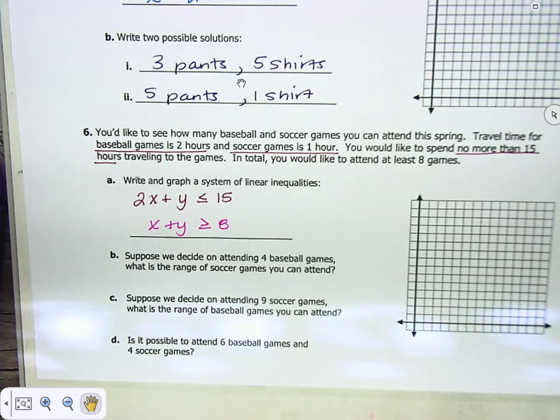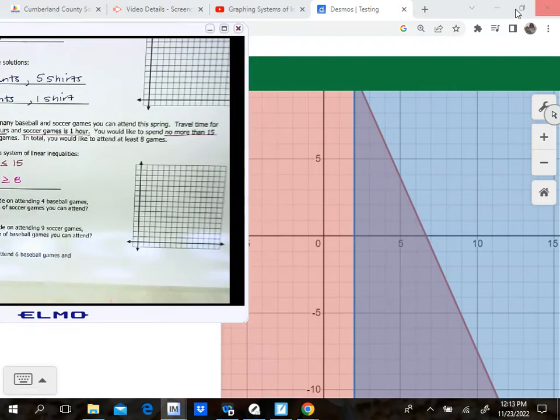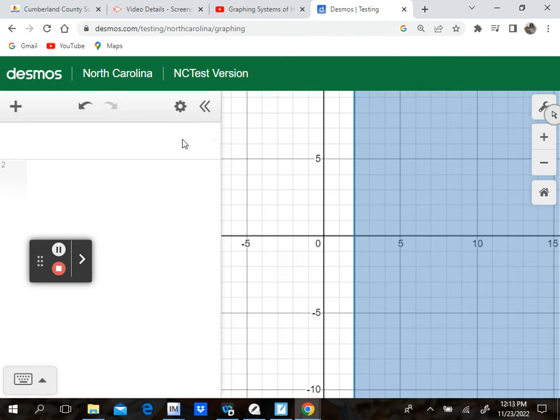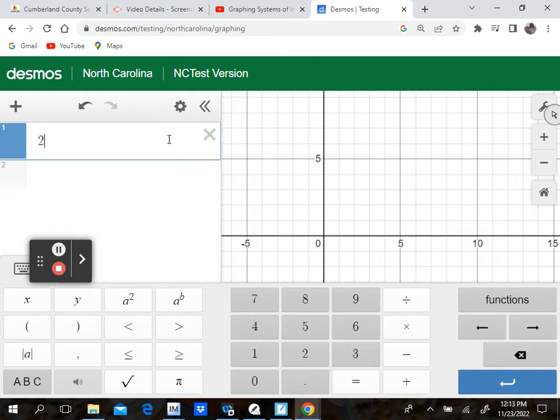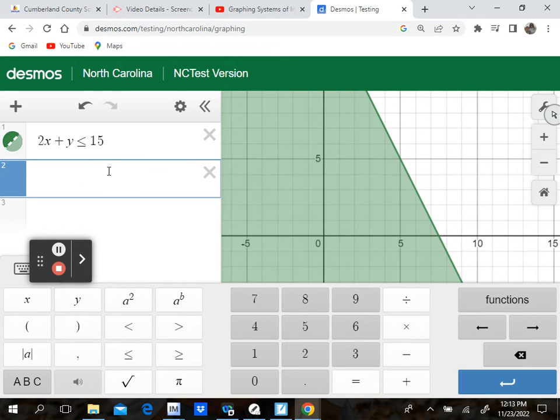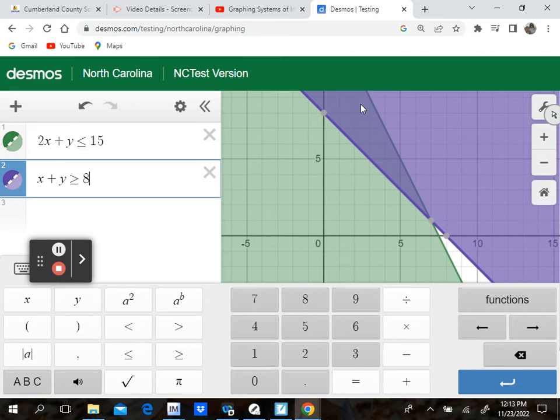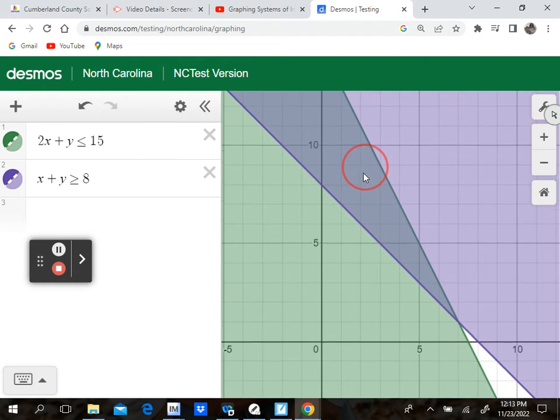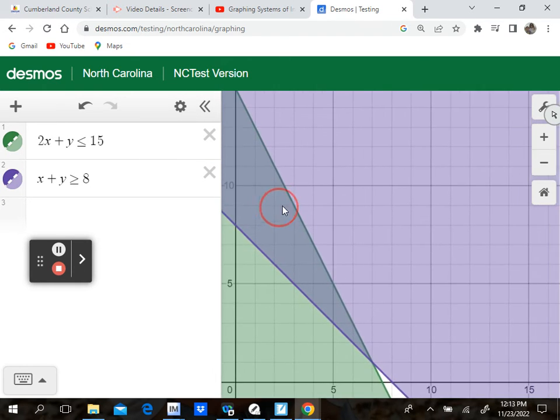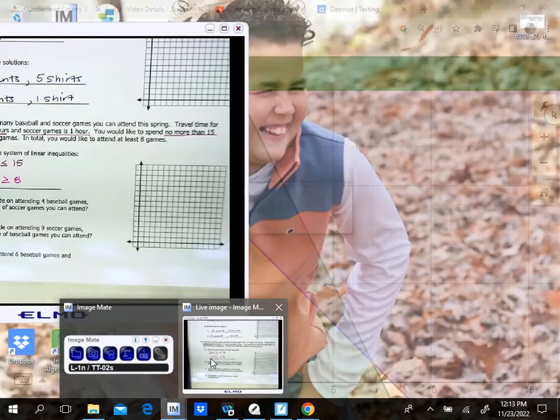Okay. All right. So now let's graph these and see what we got because we got some questions it wants us to answer here, and we'll get to those in a second. Let's just graph what we've got and see how it looks. 2x plus y is less than or equal to 15. And then x plus y is greater than or equal to 8. Okay, so here we are. So we're up here in this little shaded region right here. Okay, so make sure we can see that's the quadrant that we're looking at right here because you can't have obviously a negative number of games. Okay, so now let's go back and see what it's asking.